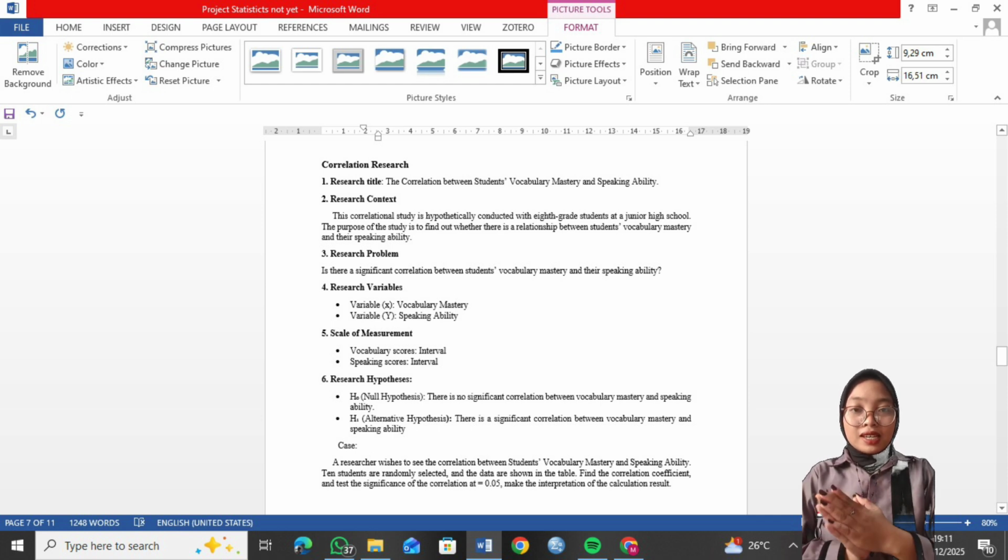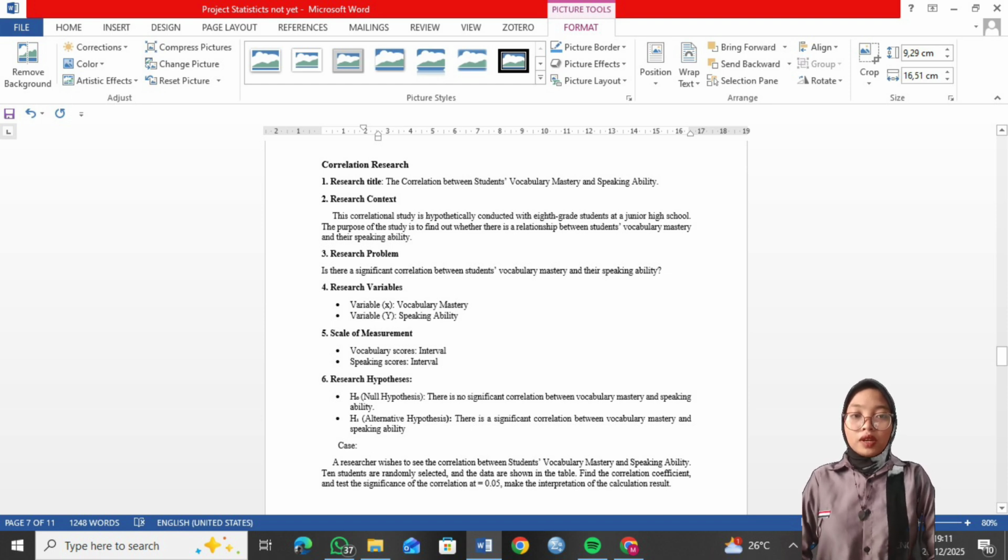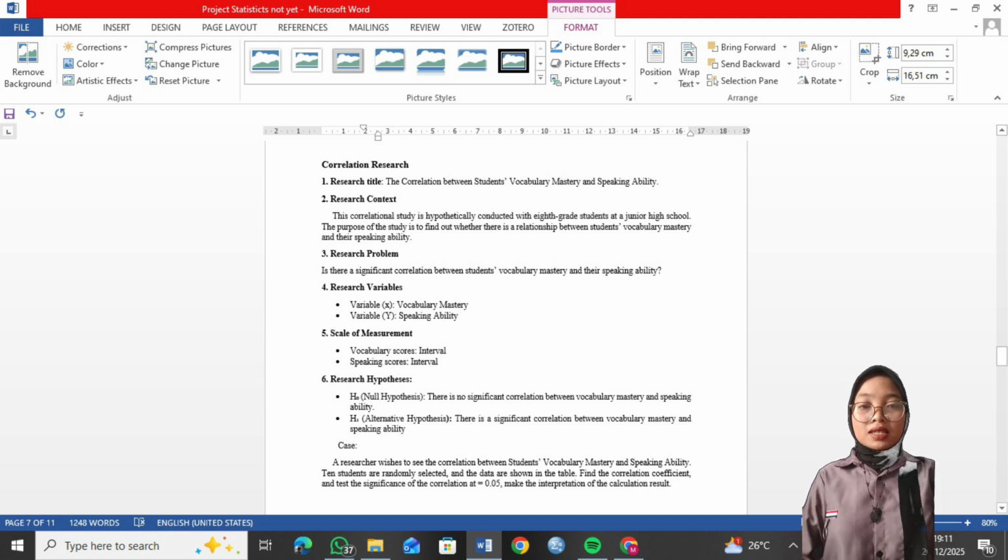Now we move to the second research. The second research is correlation research, entitled "The Correlation Between Student Vocabulary Mastery and Speaking Ability." The purpose of this study is to find out whether there is a significant relationship between student vocabulary mastery and their speaking ability. So now, for the research context, this correlation study was hypothetically conducted with 8th grade students at the junior high school. 10 students were selected, and their vocabulary scores and speaking scores were collected for analysis.